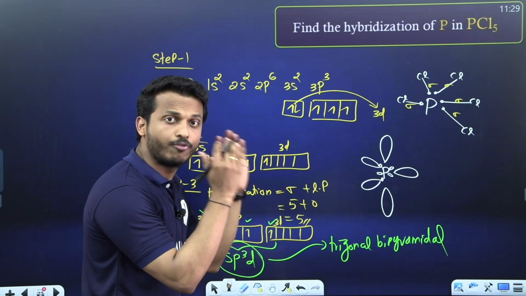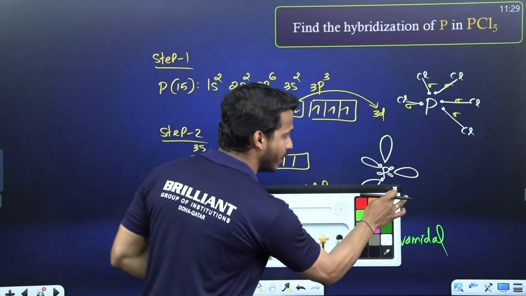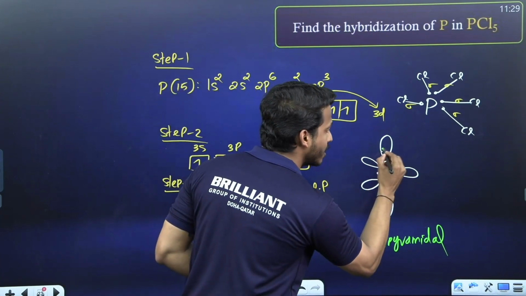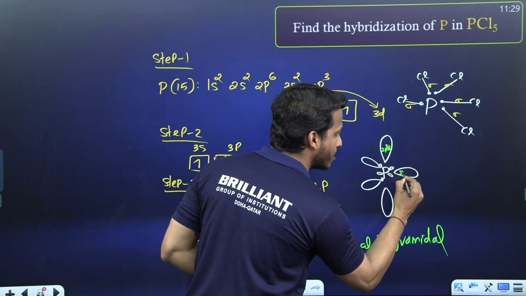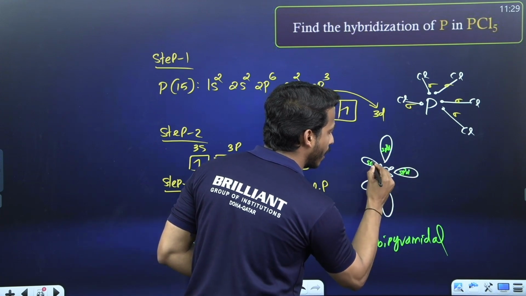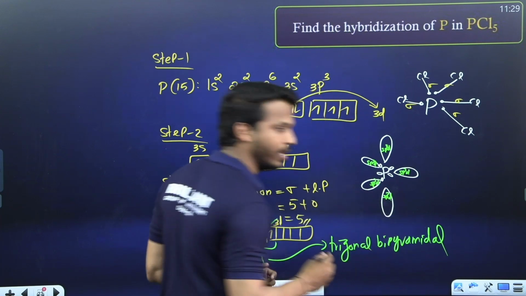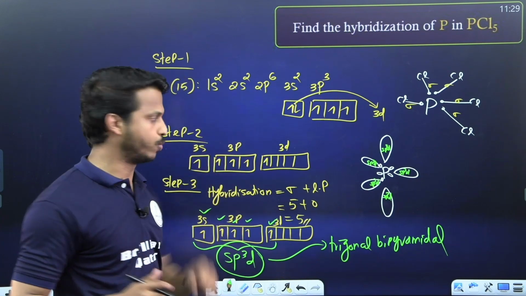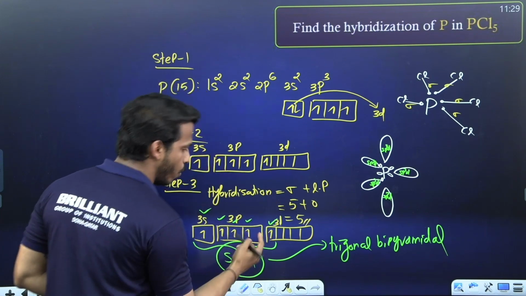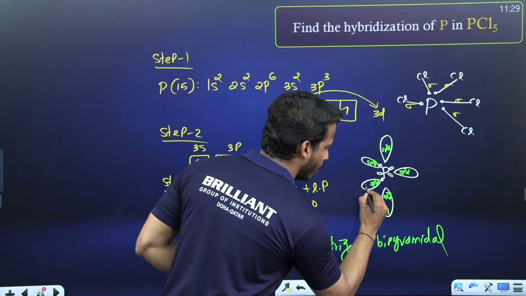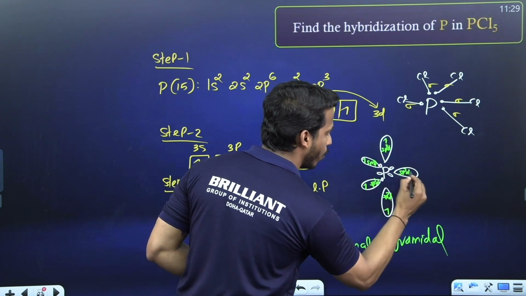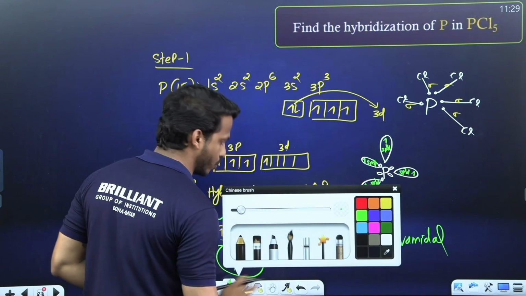Okay, so this is about phosphorus. So what are these 5? These are all sp3d orbitals of which atom? Phosphorus. Each of them contains 1 electron. So let me express 1, 2, 3, 4, 5. Okay, 5 electrons are there.